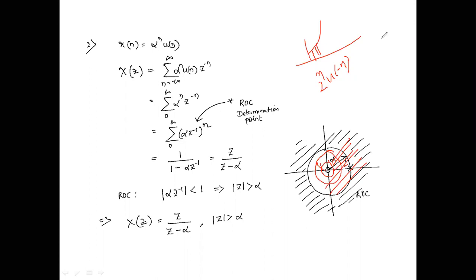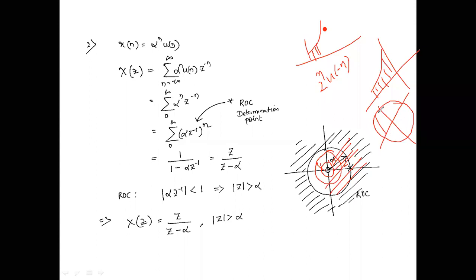This particular signal will look like 2 to the power 0, 2 to the power minus 1, and so on, on the left side. It exists on the left side, and it is definitely a stable one, right? And what will be the ROC of 2 to the power n into u of minus n? We have discussed this, right? So the ROC of this will be inside the circle of radius 2.